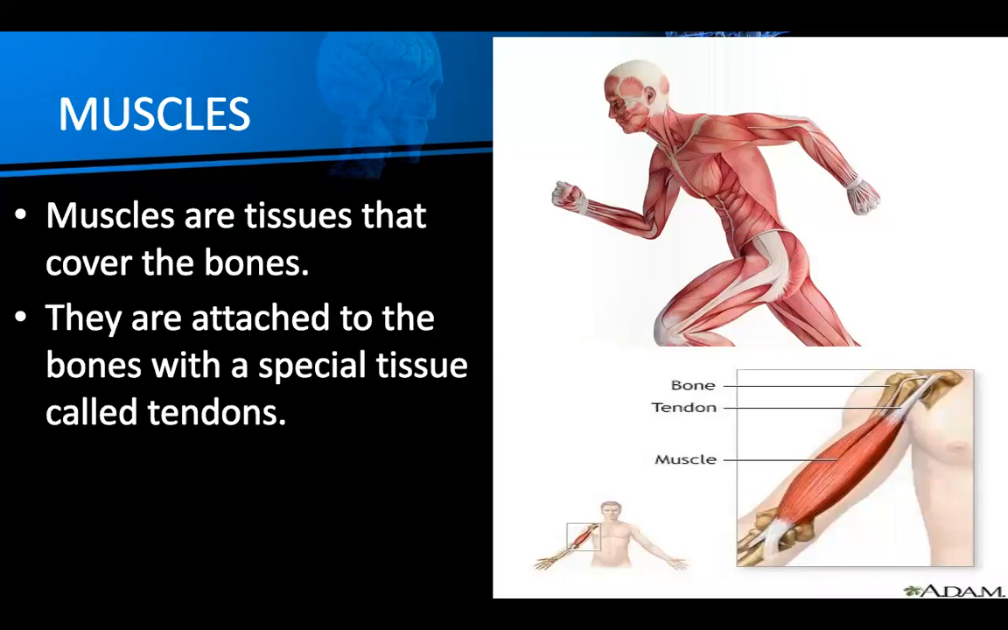Muscles. Muscles are special tissues that cover the bones. They contract to produce a particular movement. They are attached to the bones with a special tissue called tendons. There are about 700 muscles in the human body that make up roughly half of a person's weight.